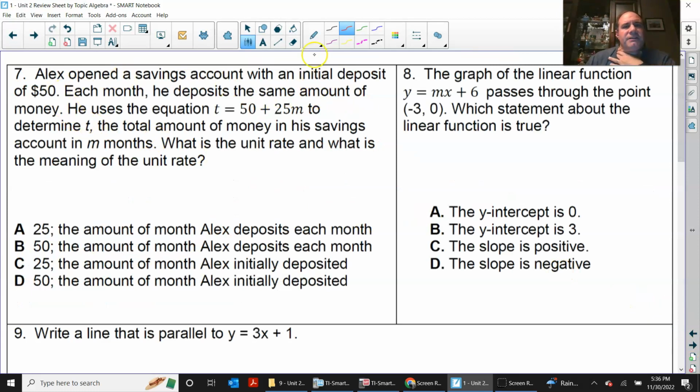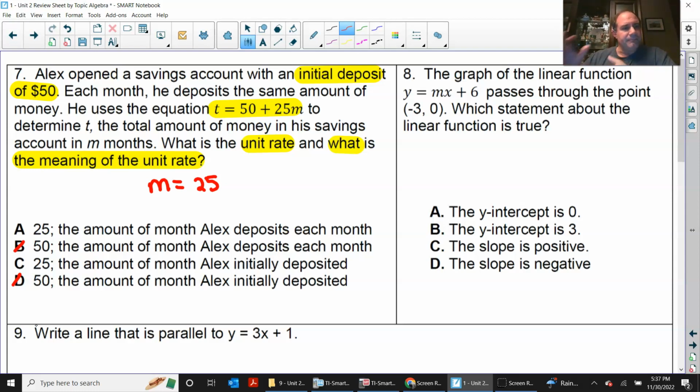Number 7, Alex opened a savings account with an initial deposit of $50. That's the initial deposit. He deposits the same amount of money each month. He uses this equation to determine T, the total amount of money in the savings account after M months. What's the unit rate, and what is the meaning of the unit rate? So I'm not even talking about the initial deposit. They're talking about the unit rate. The unit rate is the slope. So the unit rate is 25. So we could cancel out the 50s because the unit rate is 25. Only people that are confused about which number is the unit rate and which number is the initial deposit are going to pick 50.